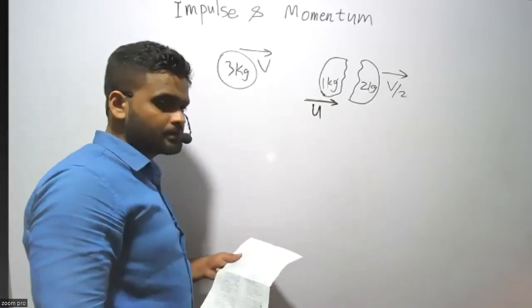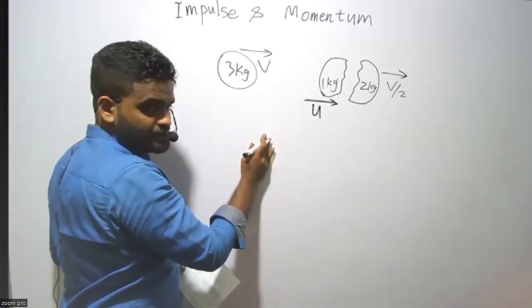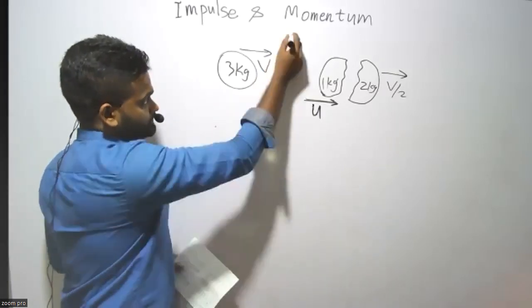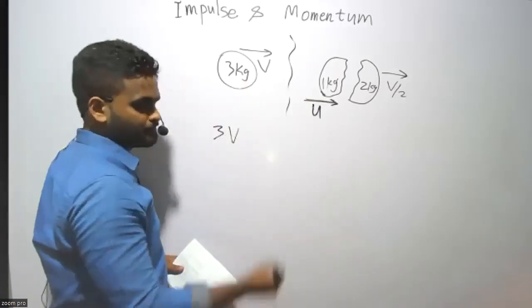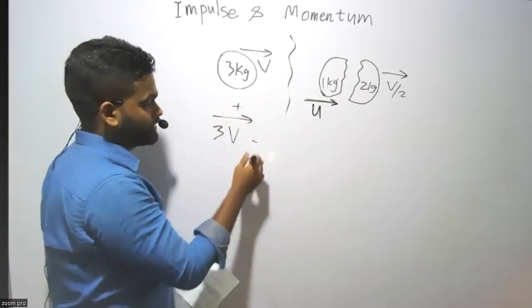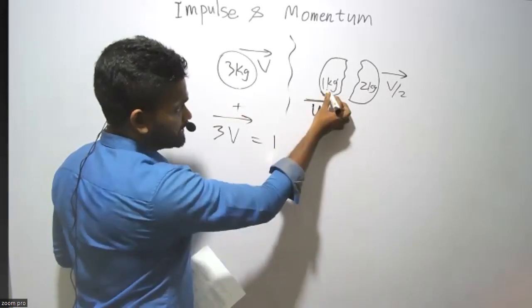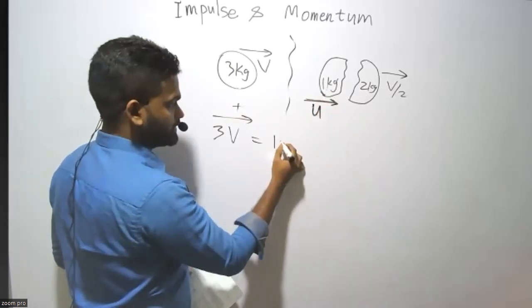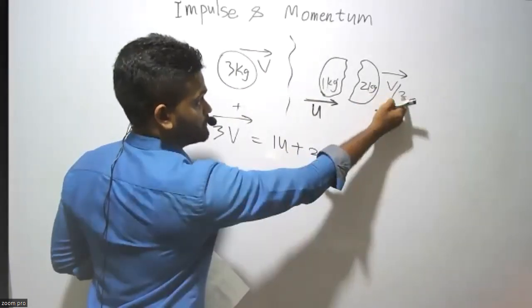2v. Okay, let's see. So momentum initially. What is the momentum before explosion? 3 times velocity. This direction I'm taking as positive. Equals after: 1 kilogram times velocity plus 2 kilograms times v over 2.